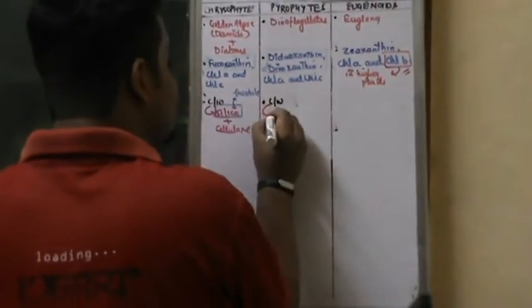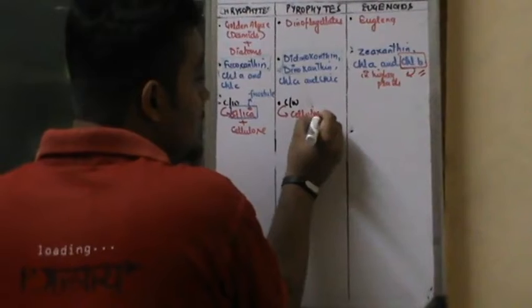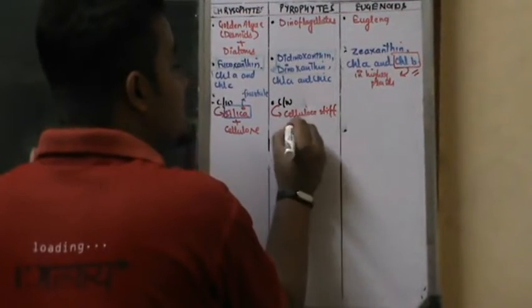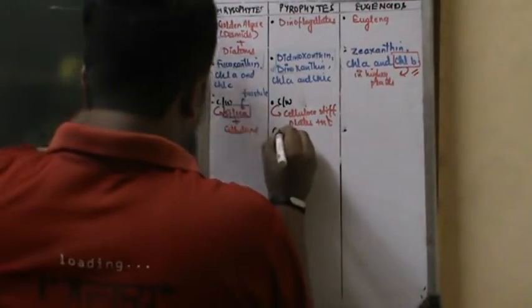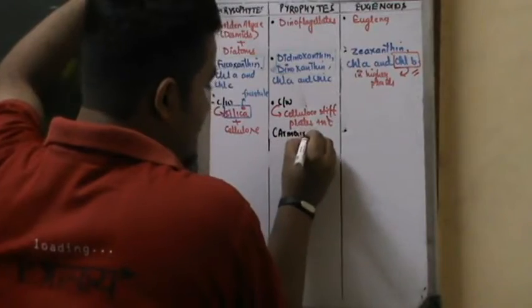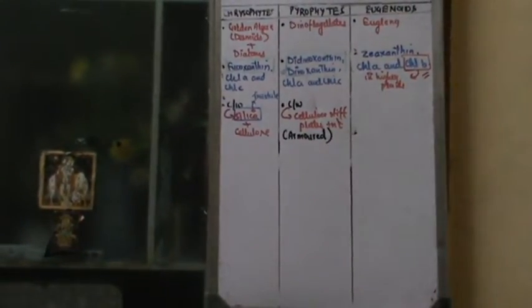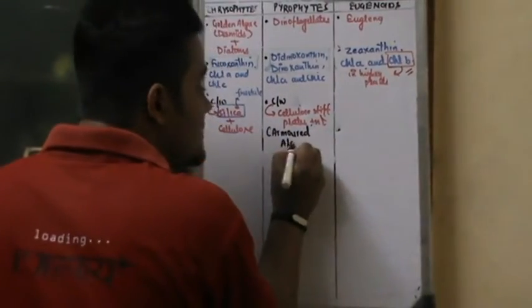Pyrophytes, in case of pyrophytes, the cell wall is made up of cellulose. Very important. The cellulose stiff plates are present. Since these are present in stiff plates, these organisms are also called armored protistans. Very important. The armored protistan, आया हुआ क्वेश्चन है बेटा, NCERT exemplar, armored protistan और armored algae.